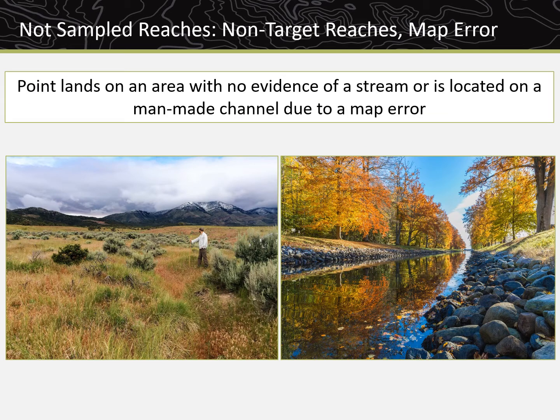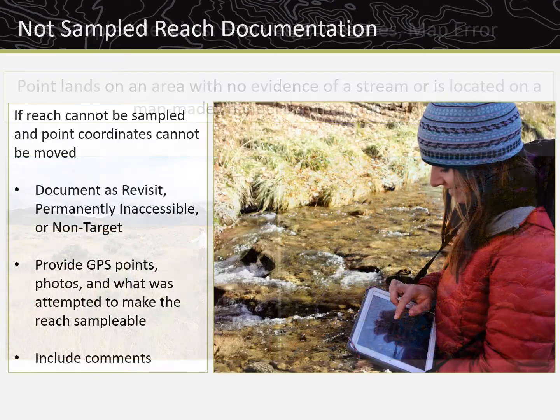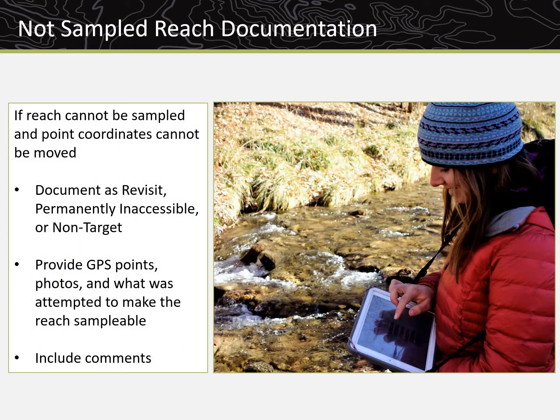A non-target reach may be classified as a map error if there is no evidence that a Lotic system has ever been present, or if it is located on a man-made channel like a canal or irrigation ditch. All reaches that were not sampled should be documented with a specific classification along with GPS points, photos, and comments on why the point was not sampled.